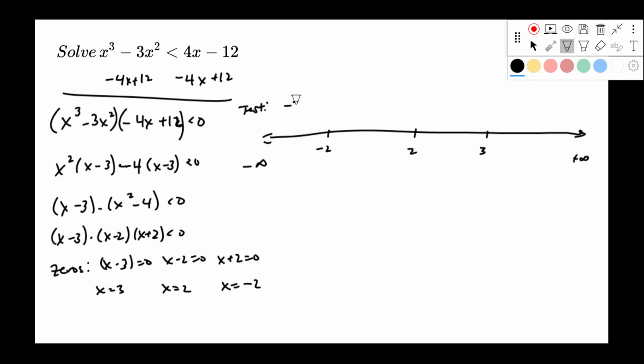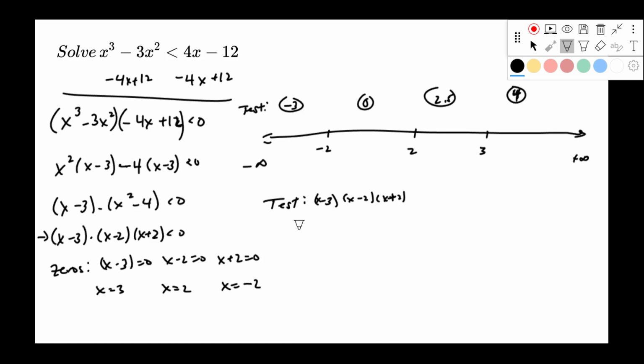-infinity and -2, let's just try -3. -2 to 2, 0 is a great choice. From 2 to 3, we'll try 2.5, and then from 3 to infinity, we'll try 4. And we are testing it in this one. I'm going to test it down here. I think that's the easiest one to work with. x minus 3, x minus 2, x plus 2.